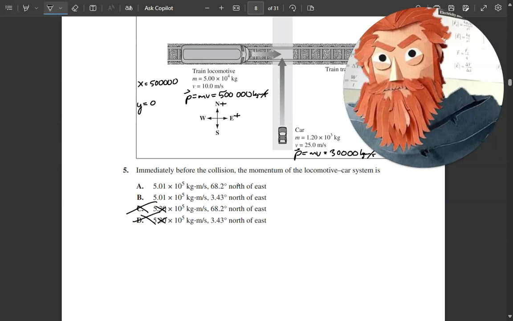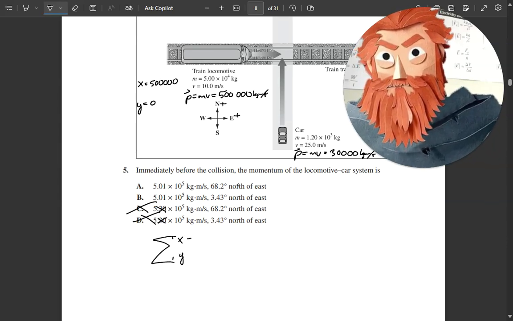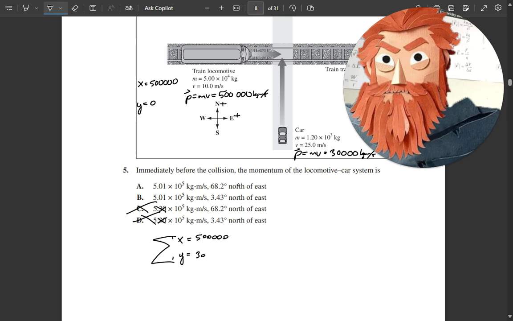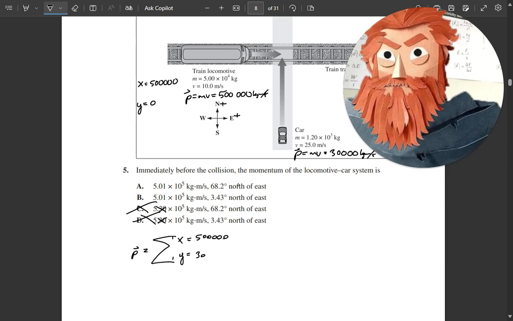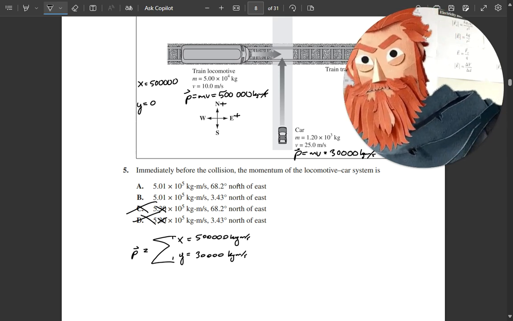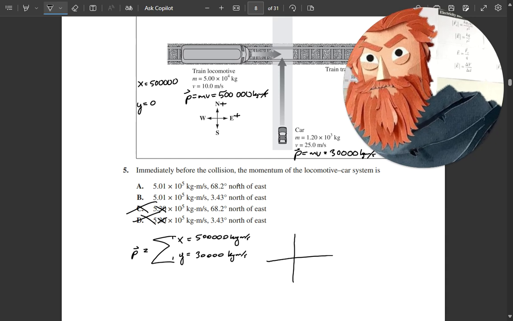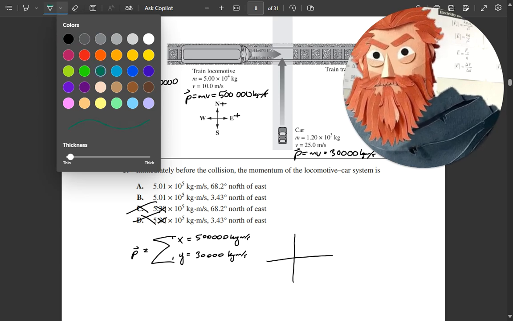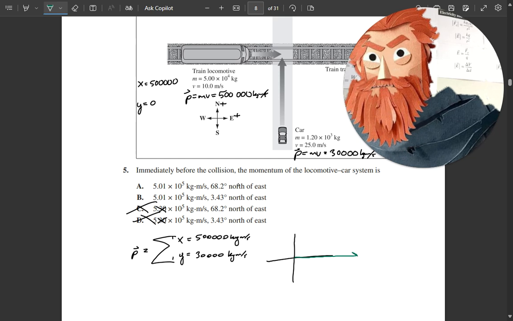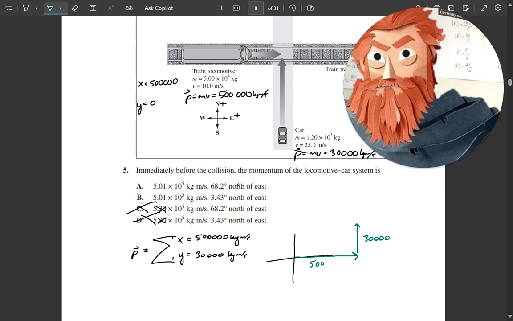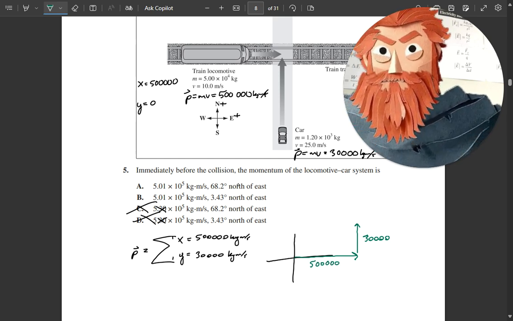So what I'm going to do is add all my x's and y's together, which is pretty simple. So I got 500,000 and 30,000. These are momentums. If we want to put some units in there, we can. And then I'm going to put these together. How I'm going to do that is draw a vector diagram here. Let's pick a different color. Let's go green here. So I'm going to go a lot in the x direction, and then a little bit in this direction. So I've got 30,000 going up. I got 500,000 going that direction. My goal is to find that hypotenuse.